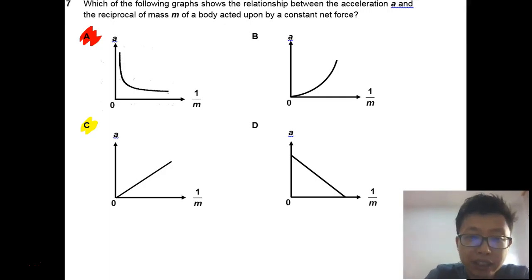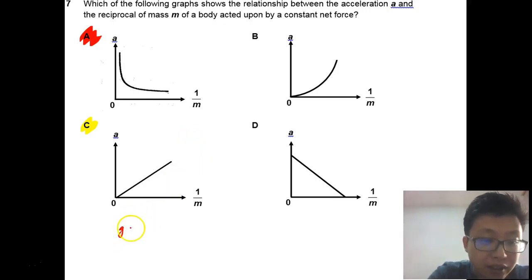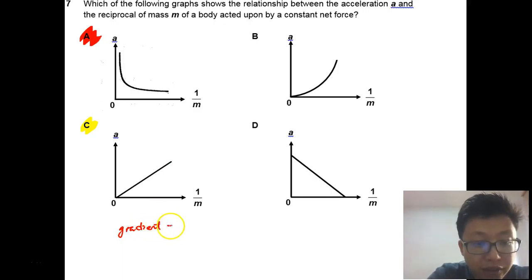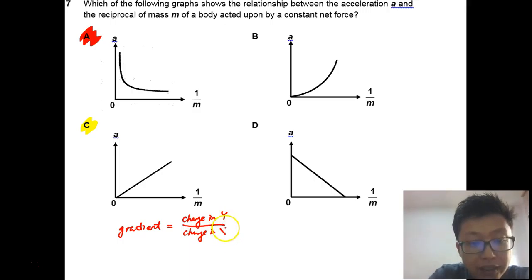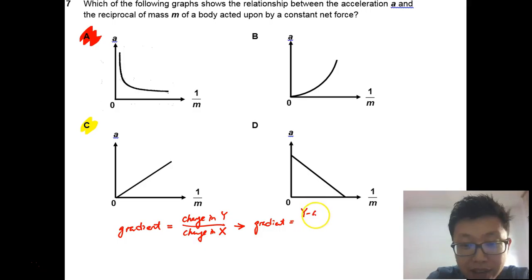Gradient is defined by the change in your y-axis over the change in your x-axis. Meaning that in a mathematical way, you can take it as gradient is actually equal to your y-axis label over your x-axis label.